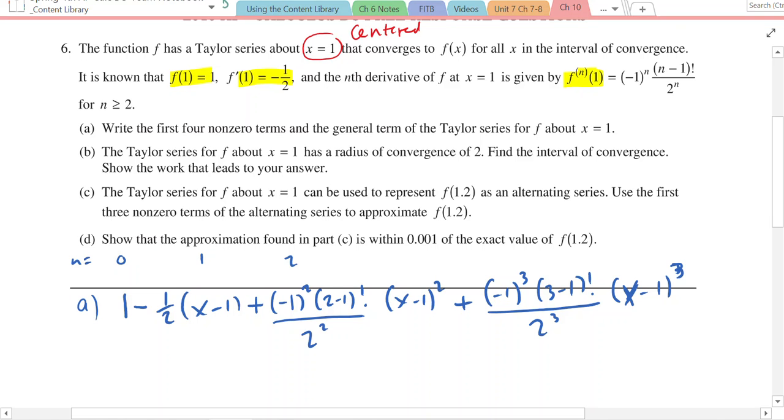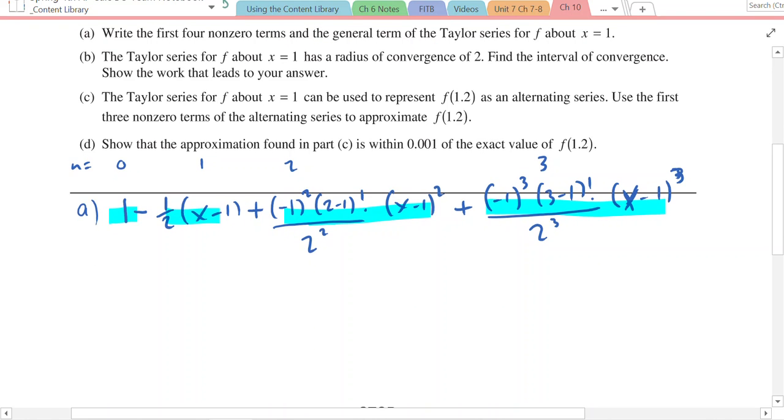Right? So notice we have 4 non-zero terms. 1, 2, 3. I'll highlight them so y'all can see what I'm talking about. There's 1, 2, 3, 4 terms, right?